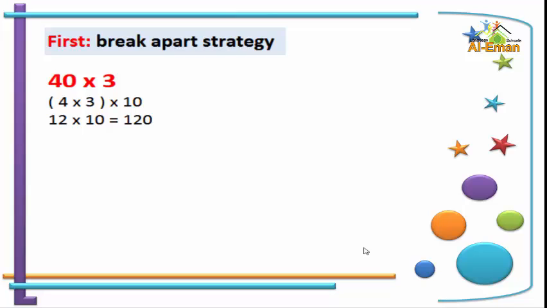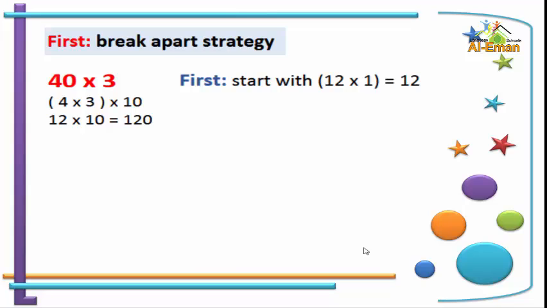If we have 40 times 3, first, 40 is 4 times 10, right or not? Yes, 4 times 10. We will take 4, multiply it by 3, and then multiply by 10. 4 times 3 equals 12. Perfect. Now 12 multiplied by 10.